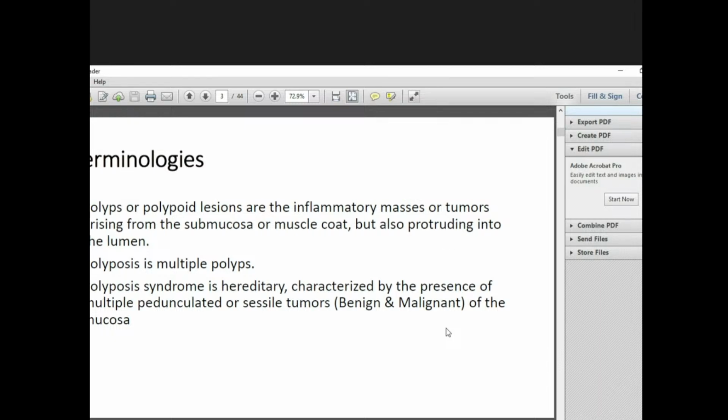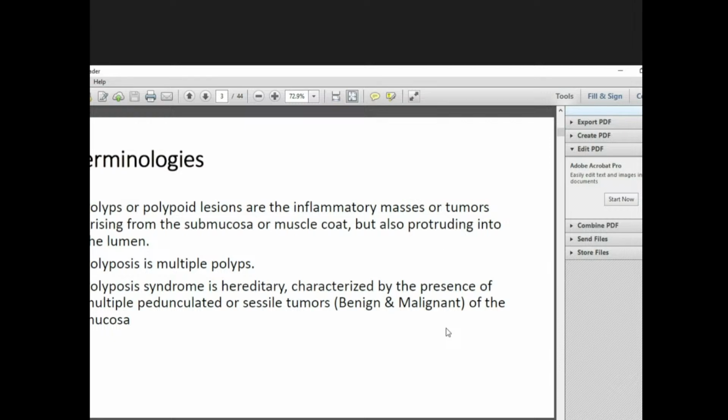Polyposis, what do you mean by polyposis? Polyposis means multiple polyps. Polyposis syndrome is hereditary. Whenever you call it a polyposis syndrome, it is always hereditary, characterized by the presence of multiple pedunculated polyps.